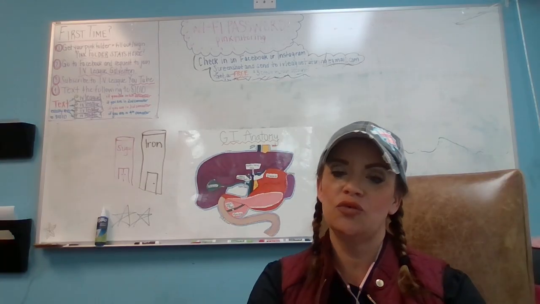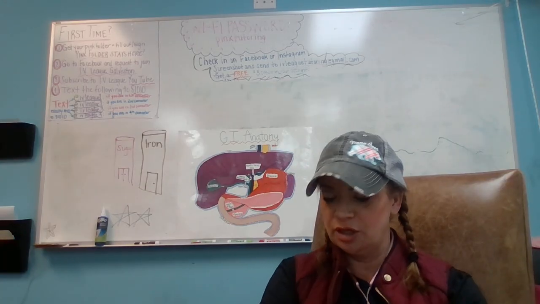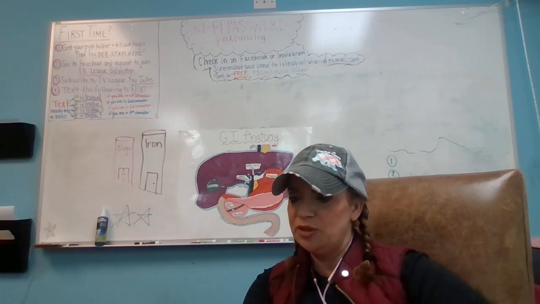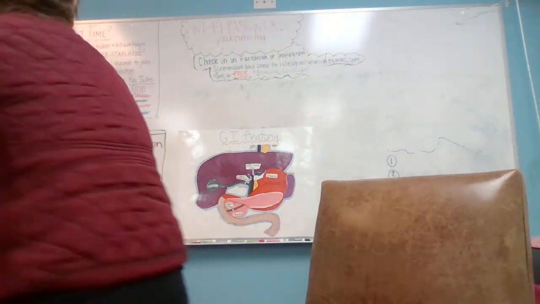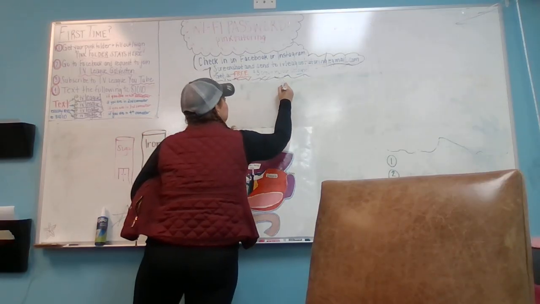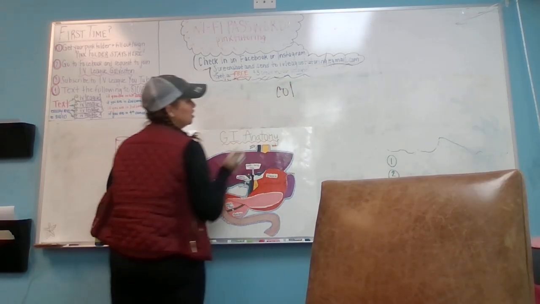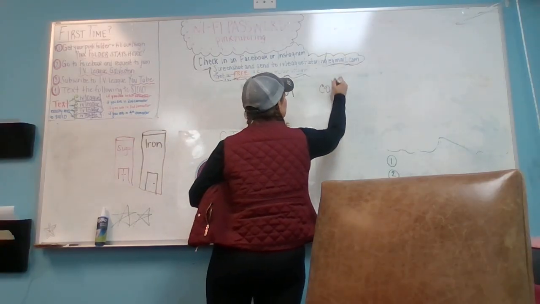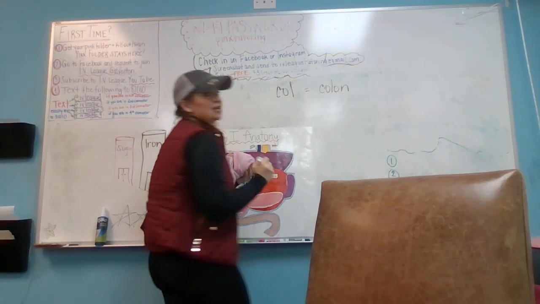Yes? All right. So there are two gallbladder diseases we're going to learn about today. First one is cholelithiasis. Second is cholecystitis. Now I want to be clear on something really quick. If you see this, what does this mean? COL. That means the colon. Where's the colon? That's your large intestine.